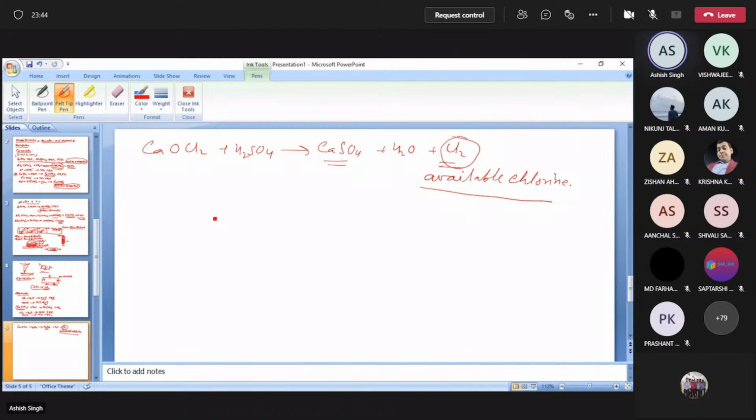The percentage of available chlorine in bleaching powder decreases on storage. When we store the water after chlorination, it slightly decreases. Why is this? Because Cl2 forms another product, calcium chloride. That is why the bleaching powder concentration decreases.